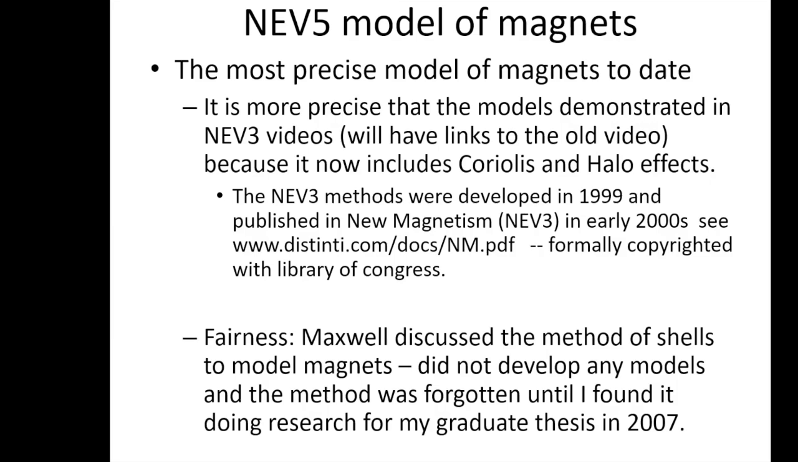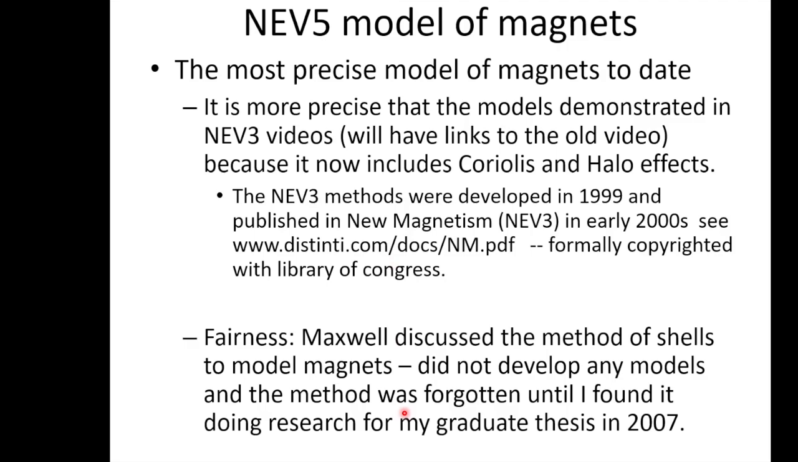So the EM04 model of magnets is the most precise model of magnets to date. There were some earlier video releases, probably about 15 years ago in the New Electromagnetism V3 series, and those video numbers are D002 and D003. We're more precise now because we have now included Coriolis and halo effects. The EM04 methods were actually developed in the late 2000s, and they were published in the New Magnetism paper, NM-PDF, which you can find at this location here.